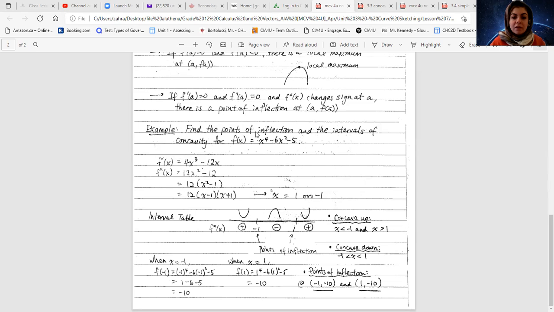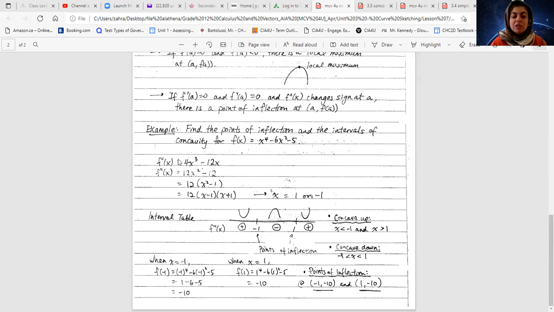Find the points of inflection and intervals of concavity. So an inflection point means the second derivative is equal to 0. You take the first derivative, so the power in front: 4x to the power 3. Power in front 6 multiplied by 2 is 12, x to the power 1, and you have a negative. The derivative of a constant is 0. So this is my first derivative.